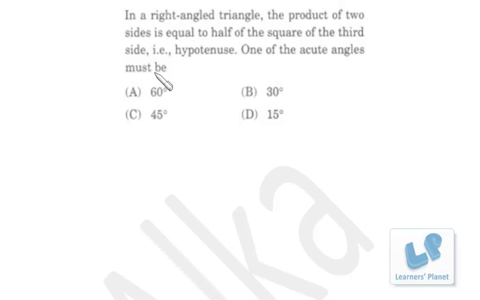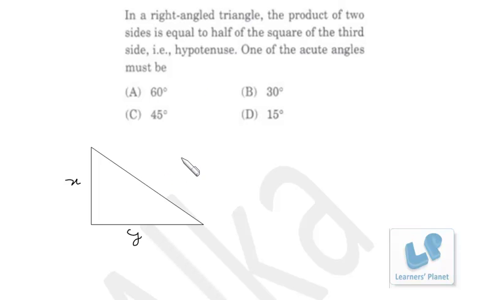Now see this problem. In a right angle triangle, the product of two sides is equal to half of the square of the third side, that is hypotenuse. One of the acute angle must be... I just draw a figure quickly. This is a right angle triangle. Now I assume this to be x. This is y.